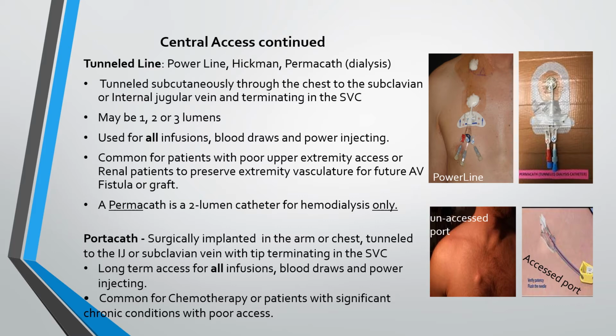A portacath is a surgically implanted port in the arm or chest, tunneled to the IJ, internal jugular, or subclavian vein with the tip terminating in the SVC. They are long-term access catheters for all infusions, blood draws, and power injecting. They are common for chemotherapy patients and patients with significant chronic conditions with poor access.